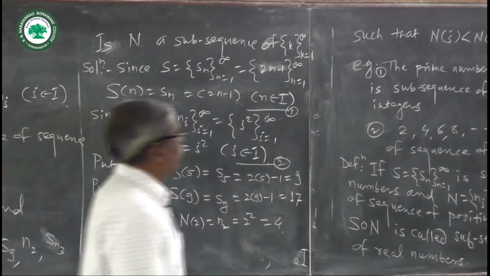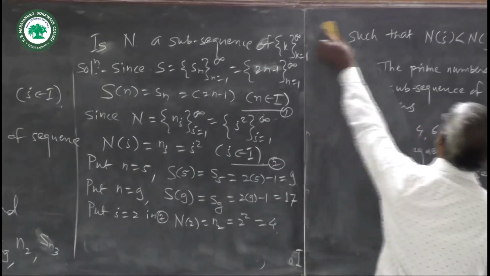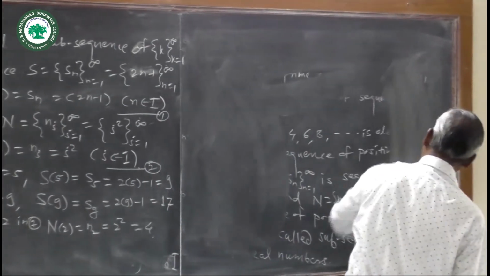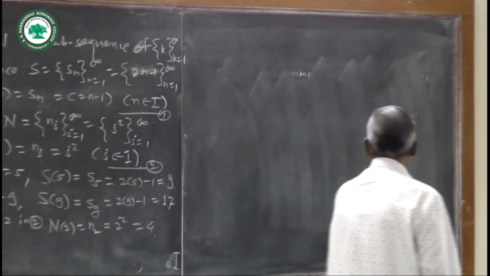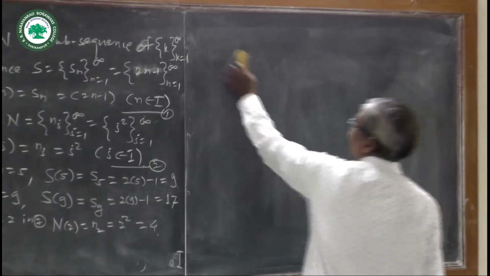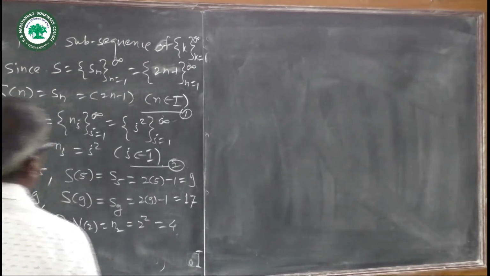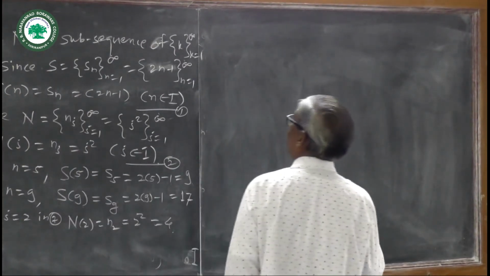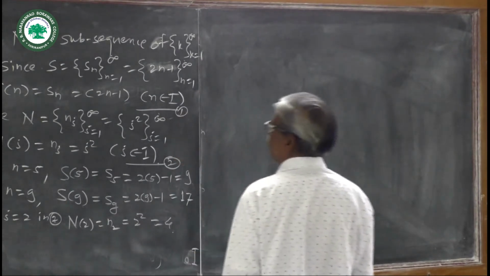Now we obtain a subsequence of a sequence of real numbers. Subsequence of sequence of real numbers. S is equal to S_n, n is equal to 1 to infinity, and S composition N is equal to s_{n_i}, i is equal to 1 to infinity, is a subsequence of the sequence of real numbers.